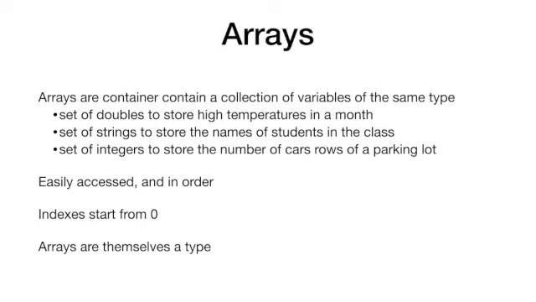So remember that arrays are containers. Basically arrays are just a collection of variables that are of the same type. So maybe we're going to store a set of doubles that represent the high temperatures in a given week, or a set of strings that store the names of the students in the class, which is something you worked on in lab this week, or a set of integers that store, say, the number of cars in a row in a parking lot, right? Arrays are easily accessed, and they provide an order over those numbers, and we index them starting at 0.